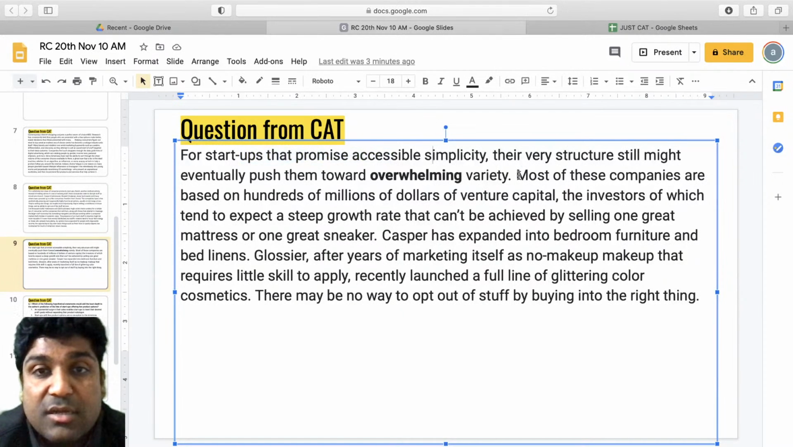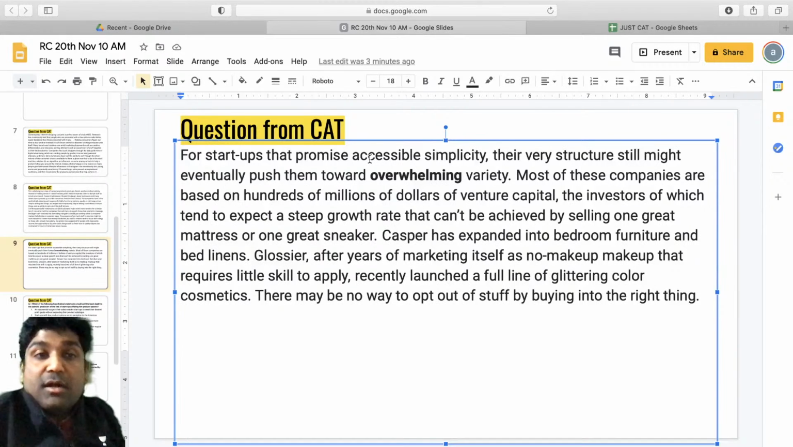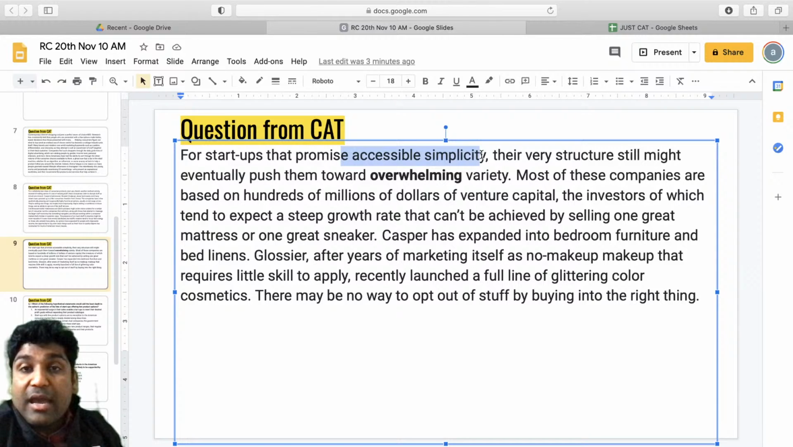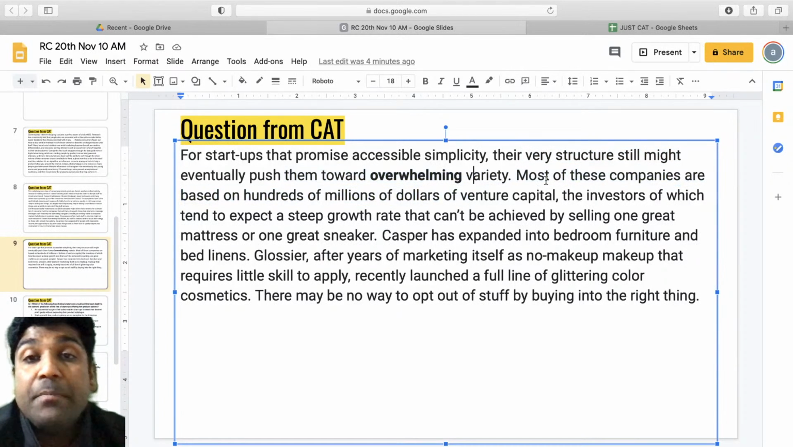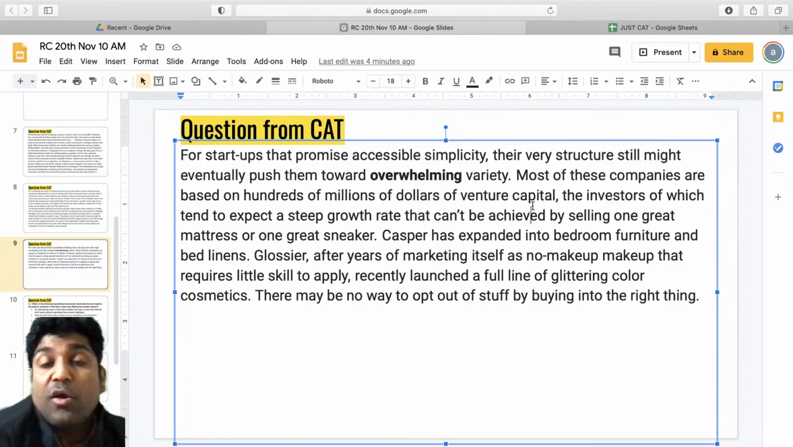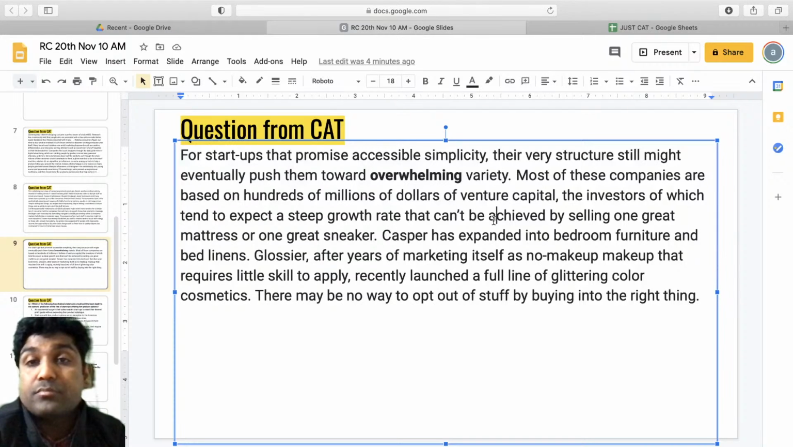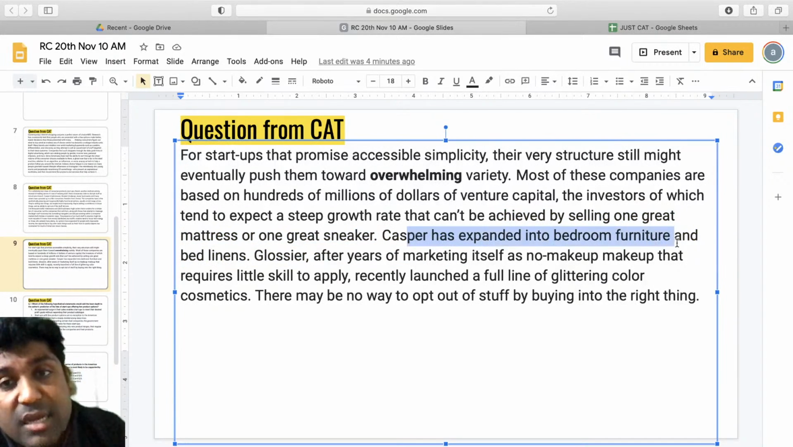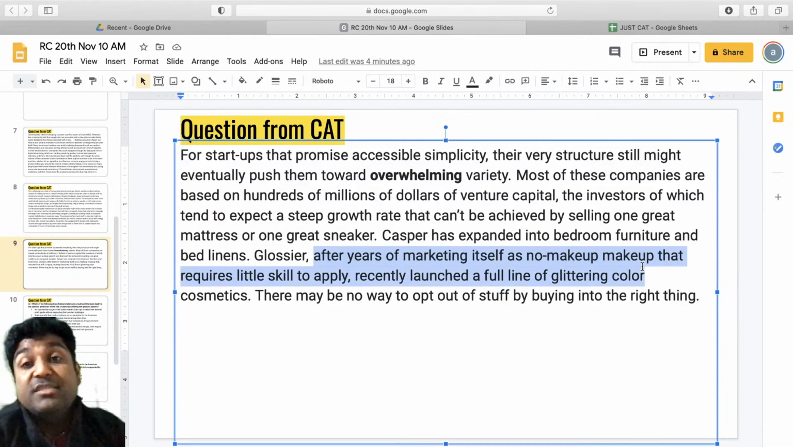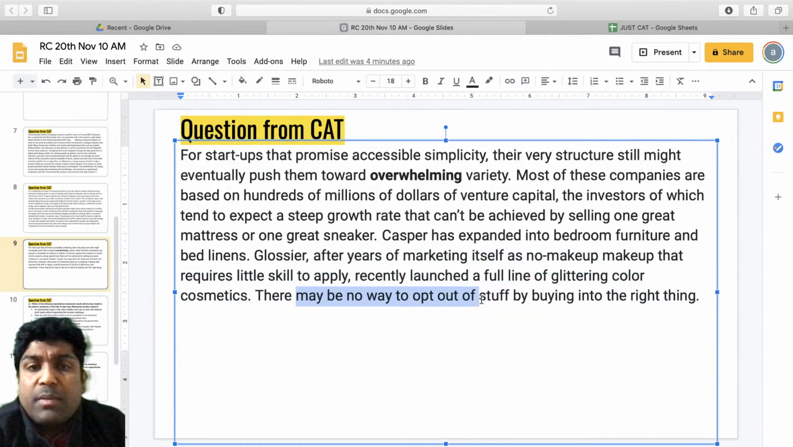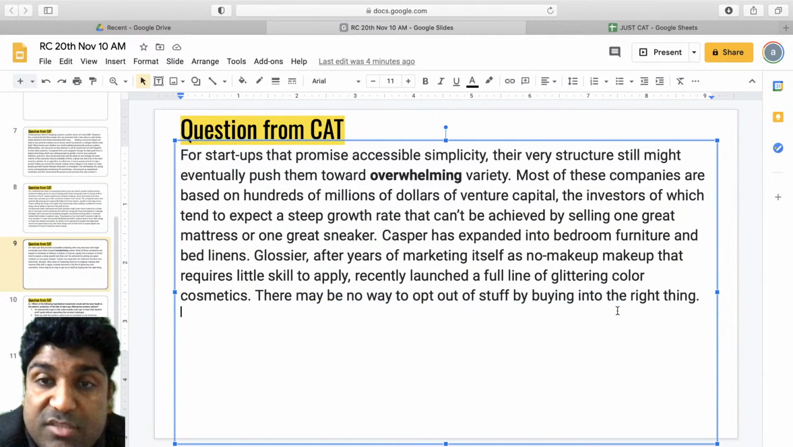For startups that promise accessible simplicity, their very structure still might eventually push them towards overwhelming variety. Most of these companies are based on hundreds of millions of dollars of venture capital, the investors of which tend to expect a steep growth rate that can't be achieved by selling one mattress or one sneaker. Casper has expanded into bedroom furniture and bed linen. Glossier, after years of marketing itself as making makeup that requires very little skill to apply, recently launched a full line of glittering color cosmetics. There may be no way to opt out of stuff by buying into the right thing.